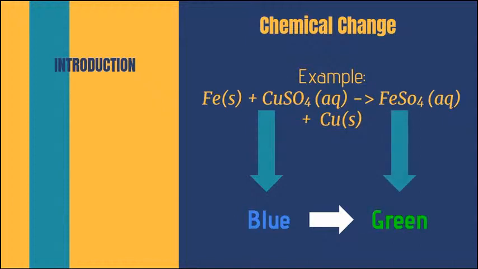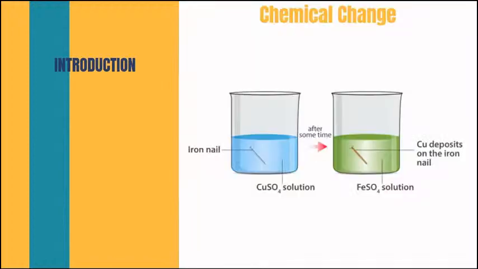If we have to do it practically, we could do it something like this. We could just immerse an iron nail into CuSO4 solution, that is copper sulfate solution, and leave it aside for some time. Then you can find copper deposits on the iron nail, and the solution also changes into FeSO4 solution, and the color also changes, as you can see from before. Before it was blue and then it has changed into green.